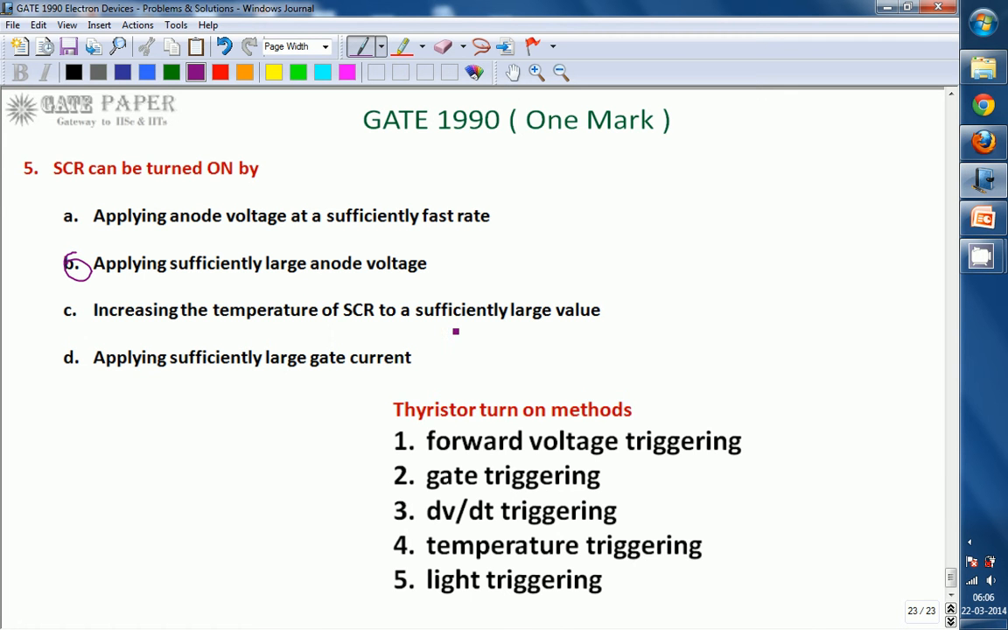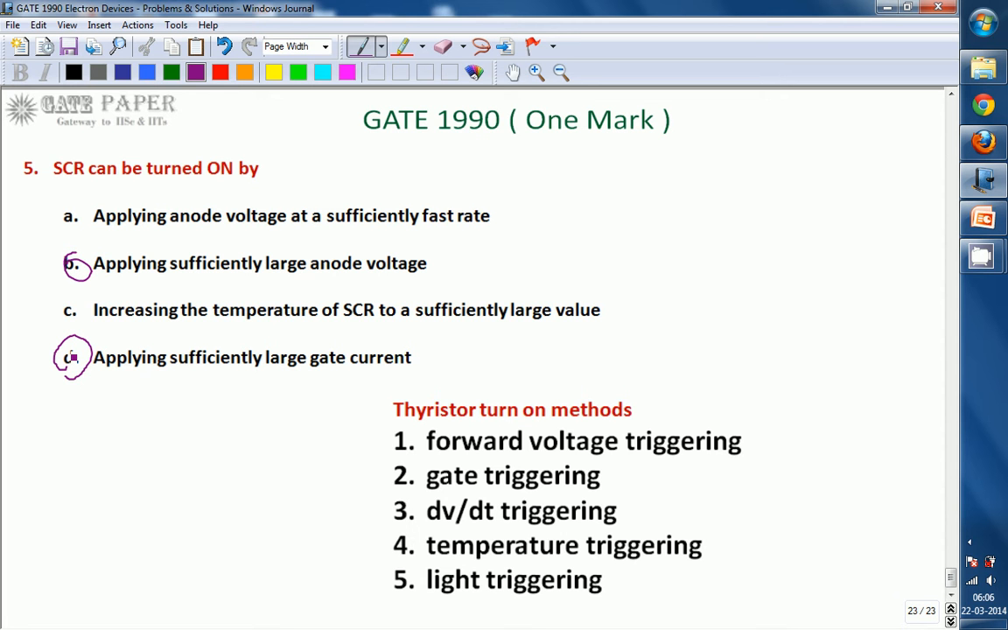The second one is gate triggering. Gate triggering is nothing but applying sufficient voltage between the gate and cathode. Between the gate and cathode, we can make the SCR turn on. Whenever we apply a sufficient amount of voltage, that makes the current be induced such that the SCR can be turned on. So D can also be the right answer. Applying sufficiently large gate current, you can make the SCR turn on.